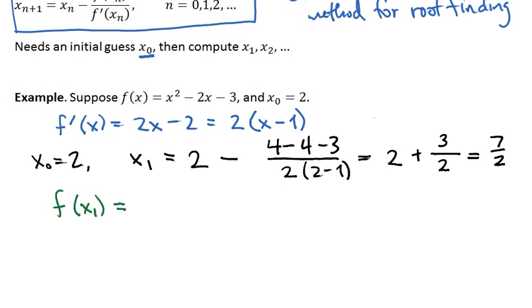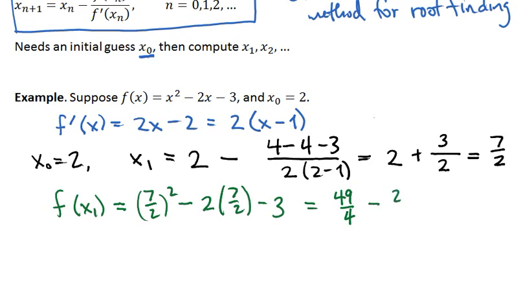f of x1 is (7/2) squared minus 2 times 7/2 minus 3. So that's 49 over 4 minus 28 over 4 minus 12 over 4. So that's 9 over 4.